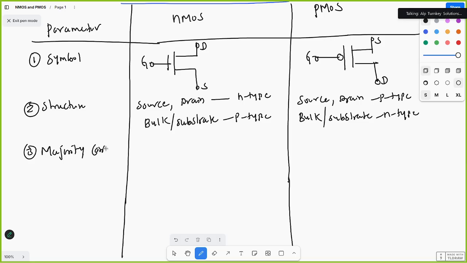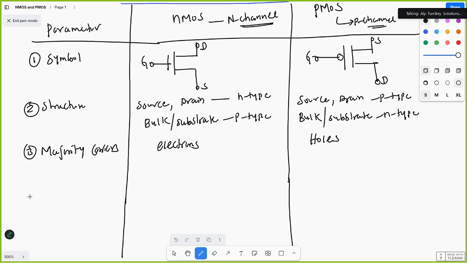And majority carriers. What are the majority carriers over here? Electrons. The channel is formed due to electrons. Here the majority carriers are holes. I told you in a FET, in any JFET or MOSFET, the current is due only to majority carriers, not minority carriers. So this is NMOS, the N channel, where the charge carriers are electrons. This is the P channel, where the charge carriers, the majority carriers, are holes.